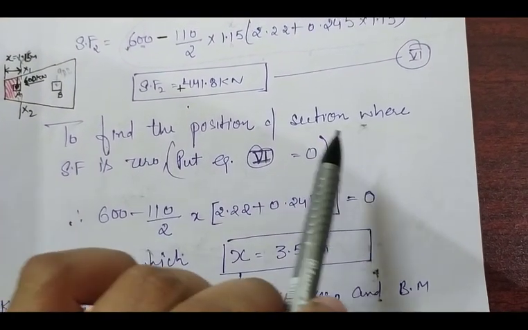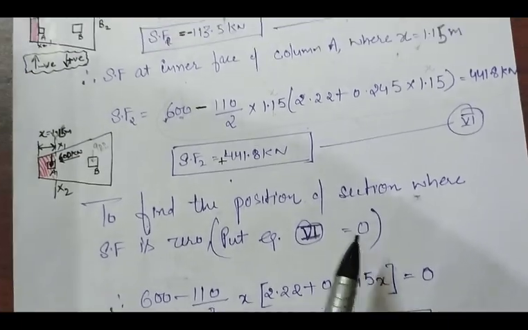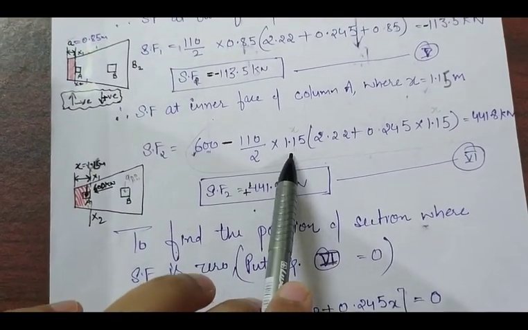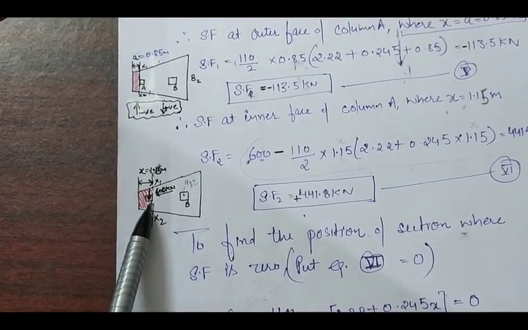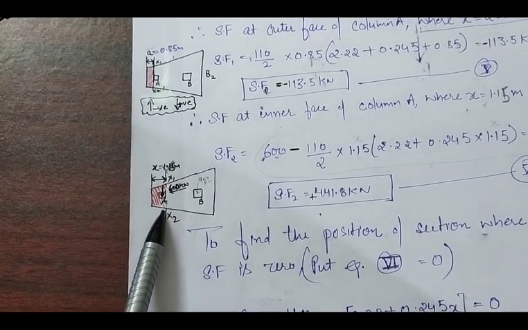To find the position of the section where the shear force will be 0, put equation number 6 equal to 0. This is our equation number 6. Why are we choosing this? Because this equation gives the value of the shear force up to this mark, up to the inner face of the column A.